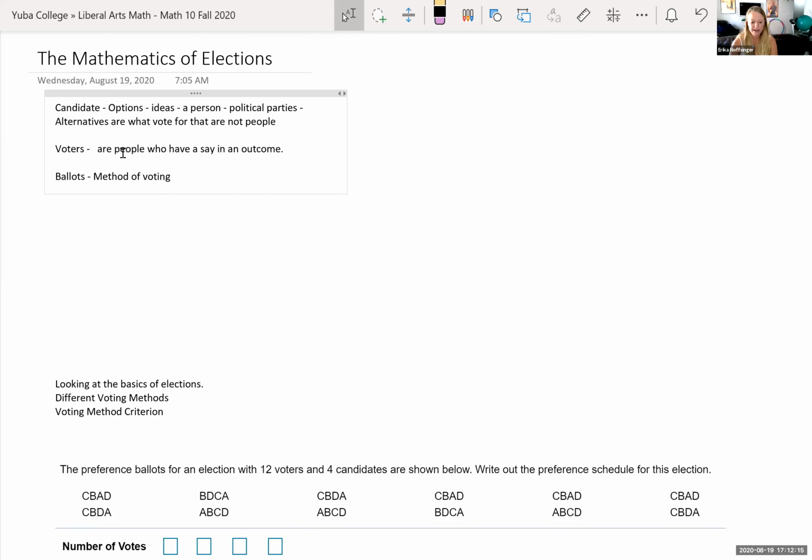So methods of voting, and we have different types of methods of voting. You could just do a preference, meaning your first choice. We could do, actually, preference, meaning a single choice.